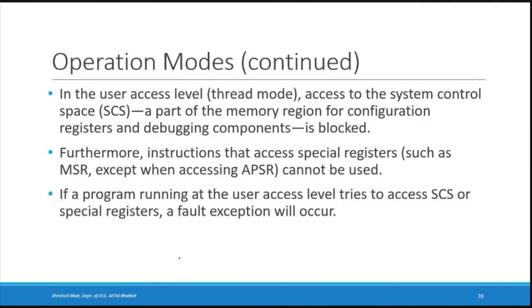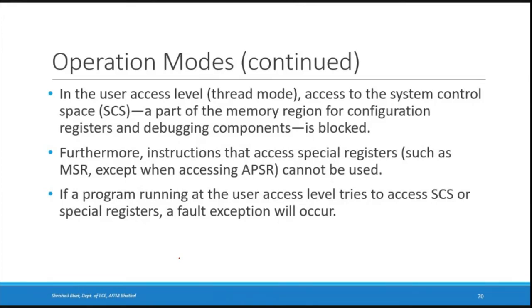In the user access level, that is in the thread mode, access to the system control space, which we call in short SCS, a part of memory for configuration registers and debugging components, is blocked. I mean, user level programs cannot access this system control space. For that, you need to operate in the privilege level itself, where it could be handler or thread mode. You cannot use the user level.